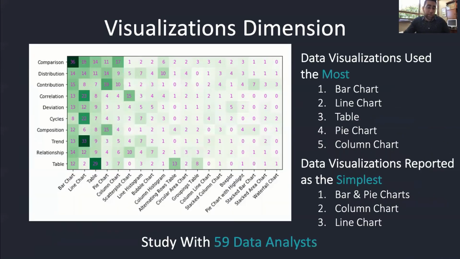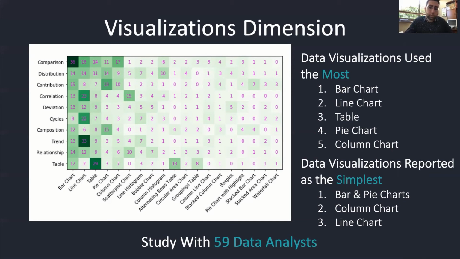In a study of 59 business data analysts, we have collected various data. Some of this data, as we can see here, is the usage of visualizations reported by users on different tasks. Each user had to select at most 3 visualizations for each task. And here we can see that the most used visualizations are the bar chart, the line chart, the table, the pie chart, and the column chart.